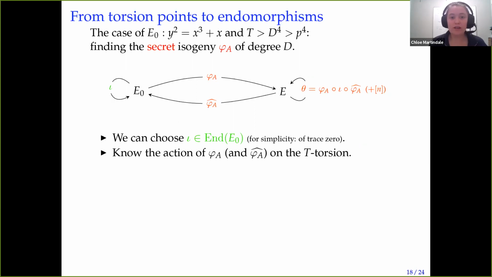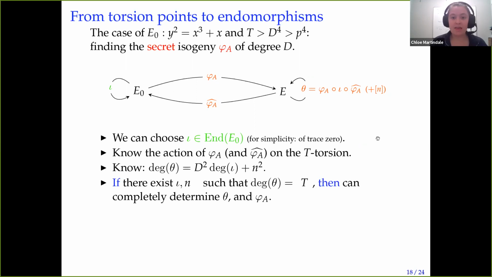All right, what do we know? We know the action of phi A and phi A dual on the t torsion. We also know the degree of theta because we know the degrees of all of the maps it's composed of. Then, if there exists an iota and an n such that the degree of theta is t, you can completely determine theta because you can just use the knowledge on the t torsion to figure out what theta is. And then from that, you can deduce the secret isogeny phi A.